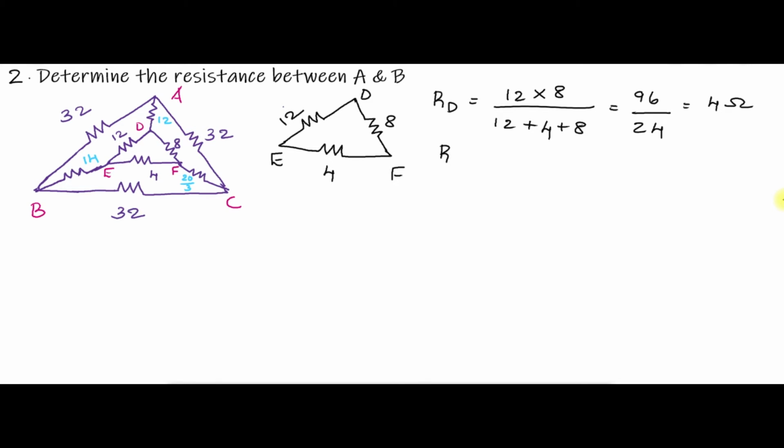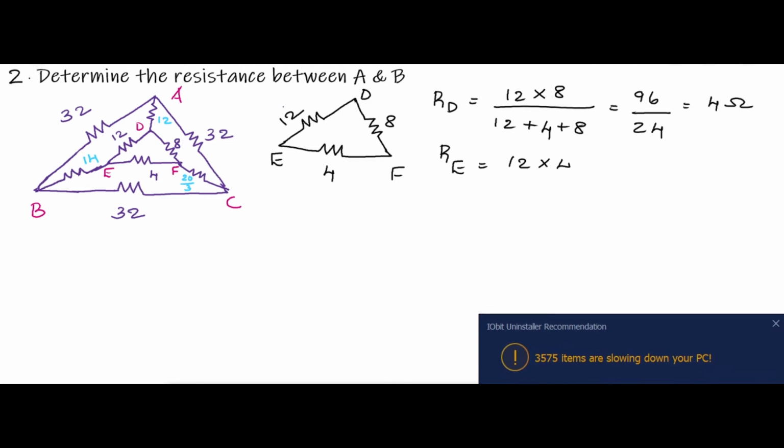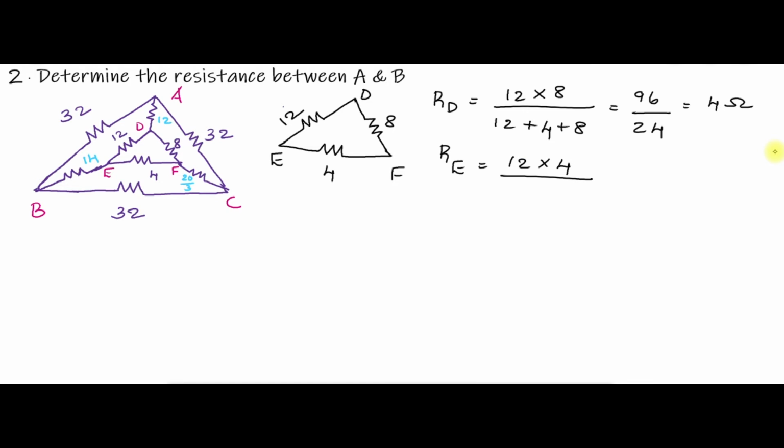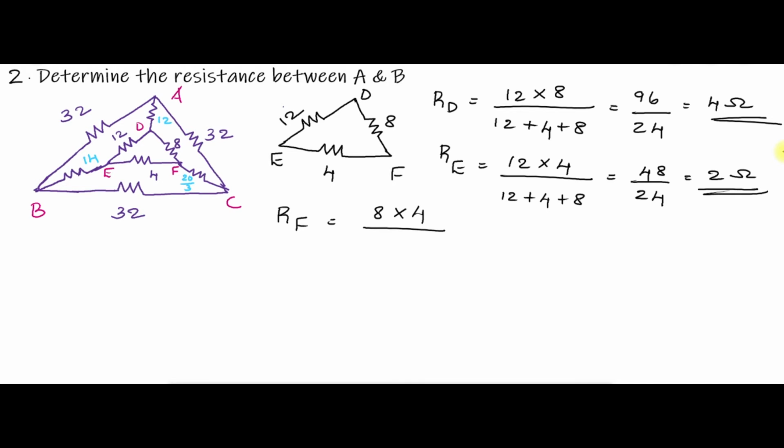Now similarly RE is equal to, here you can see E branches to 4 ohm and 12 ohm. So you can take 12 multiplied by 4 all divided by 12 plus 4 plus 8. Now it is 48 by 24, which is equal to 2 ohm. Now RF, similarly RF is equal to, F branches to 8 and 4. So 8 into 4 divided by 12 plus 4 plus 8, which is equal to 32 by 24. That is equal to 4 by 3 ohm.